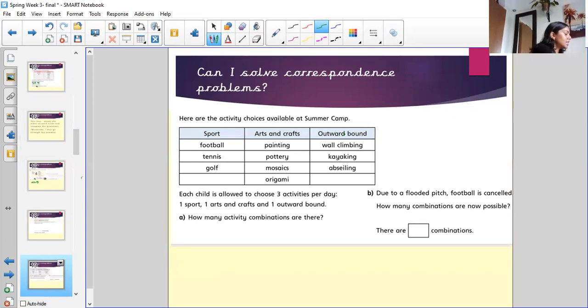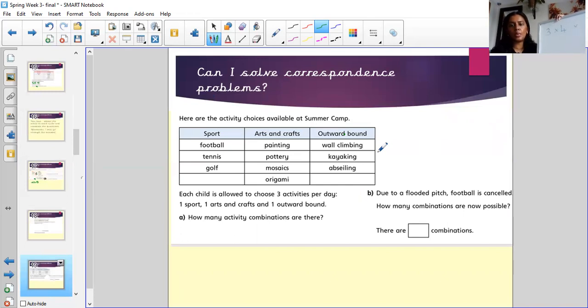Okay, on this question, it's asking us to find out how many combination activities are there. So in sports, we're going to be times in sports, times by arts and crafts, times by outward bound. So how many do we have in sports? So in sports, we've got 3, football, tennis, and golf. So we're going to do 3 times by painting, pottery, mosaics, and origami. That's 4. So 3 times 4.